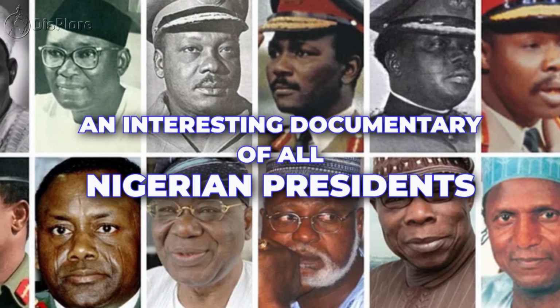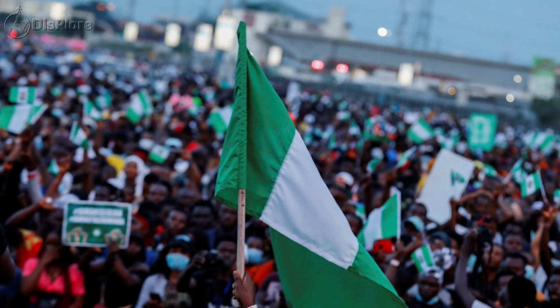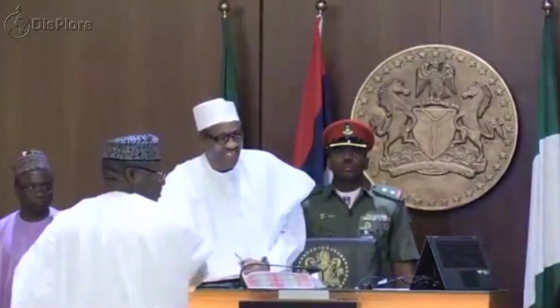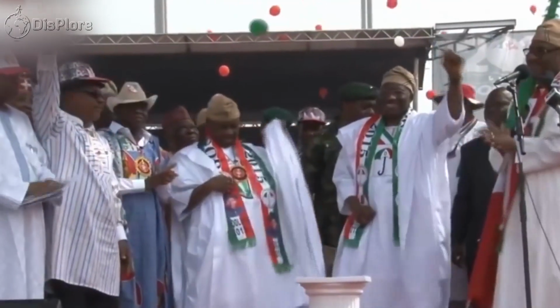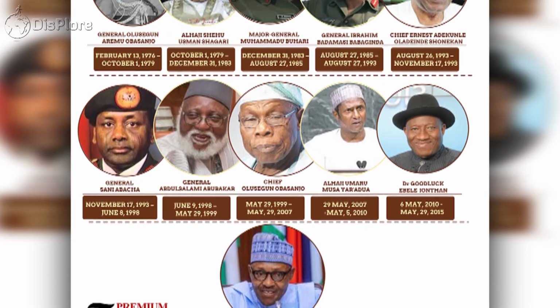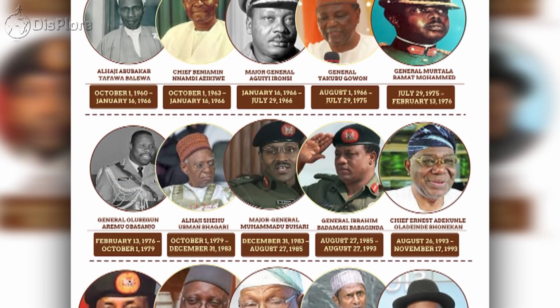An interesting documentary of all Nigerian presidents. Nigeria, which became a federation in 1960, is a constitutional democracy with a president as the head of state. The winner of the election, which includes candidates from different political parties in Nigeria, is typically this president. In this video, we'll go through a list of every Nigerian president in chronological order, starting with the first.